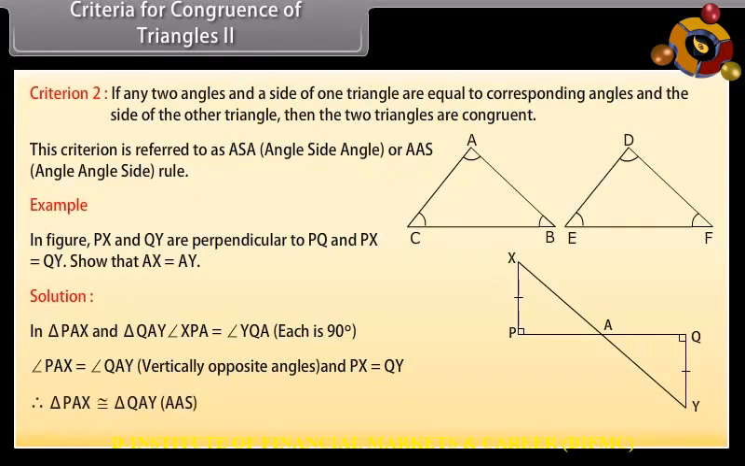Therefore, by AAS congruence rule, triangle PAX is congruent to triangle QAY. Therefore, AX is equal to AY, by CPCTC.